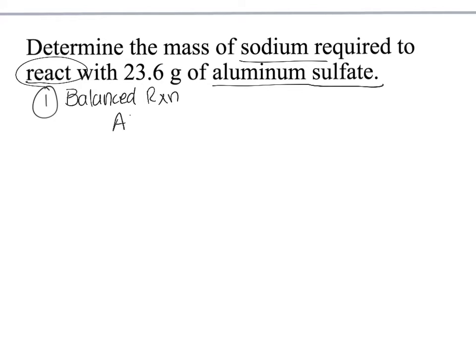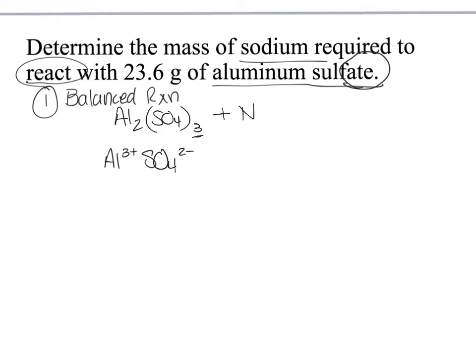So first off, I would have to find out that aluminum is Al, and it's 3 positive. Sulfate is a polyatomic. I can tell because it ends in ATE, and it's SO4, 2 negative. So when they come together, I would write that as this. Remember that because it's a polyatomic, it needs brackets around it to say that there's 3 of the SO4 molecules, not just 43 oxygens. And then it reacts with sodium.